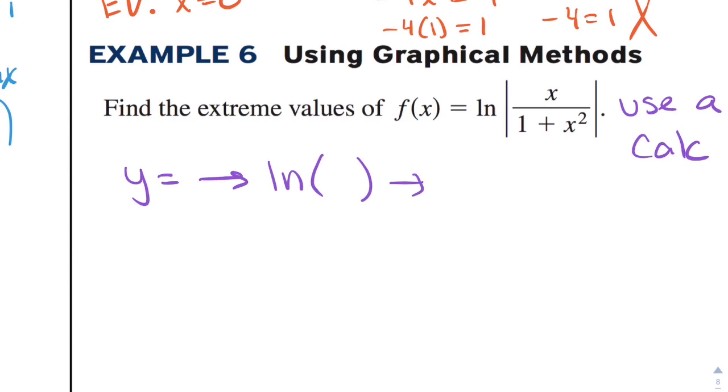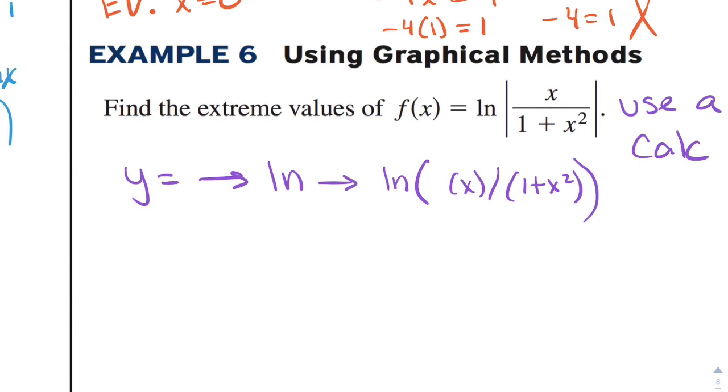And then you are going to type in, the best way to do it would be to hit the ln key in your calculator, and what you're going to put into the calculator is x divided by 1 plus x squared, all in parentheses, just like that. It's not necessary, but just to be careful, you might as well get in the habit of separating the numerator fully from the denominator with 2 new sets of parentheses.